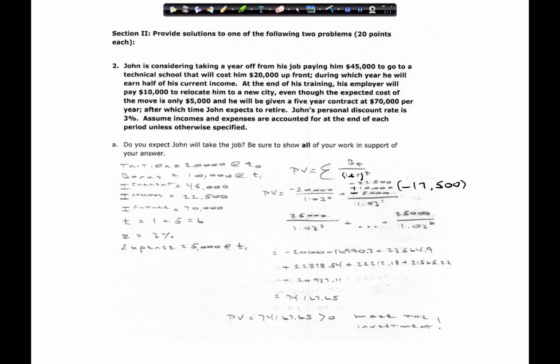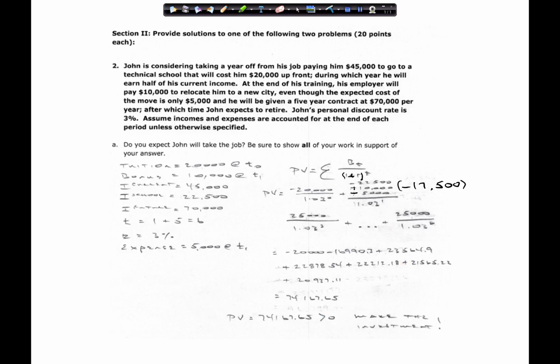Well, if we look at those values, they equate to $23,564.90 for period 2, $22,878.54 for period 3, $22,212.18 for period 4, $21,565.22 for period 5, and $20,937.11 for period 6. Note that the same $25,000 that's used as our cash flow is resulting in a lower and lower net present value as we are adjusting it for time, which makes sense.